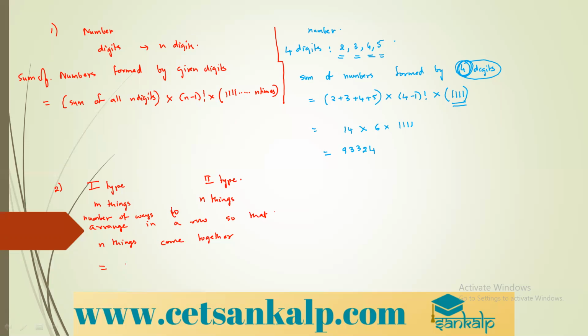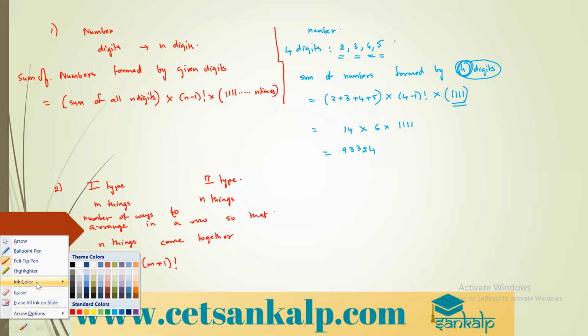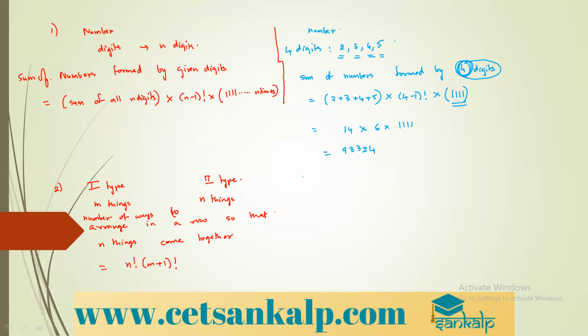In how many ways can you arrange? You have to take n factorial and multiply with m plus 1 factorial. This is the formula. If I tell you an example, it will be better. This is the first example. Suppose there are 5 boys.